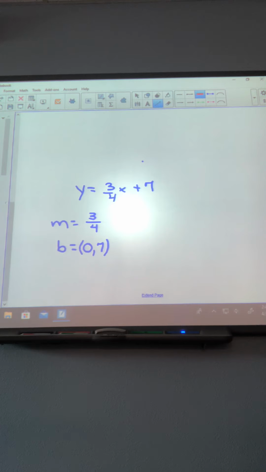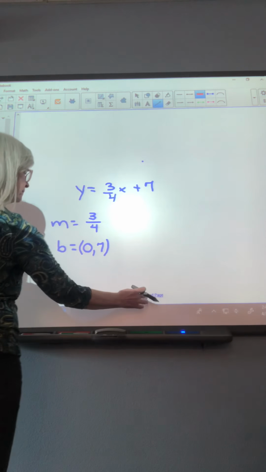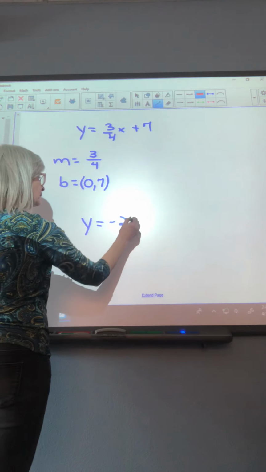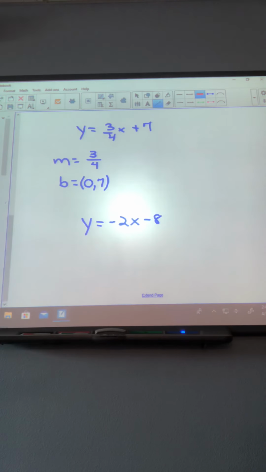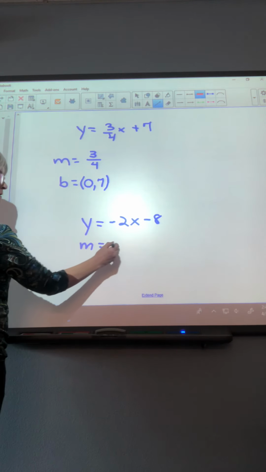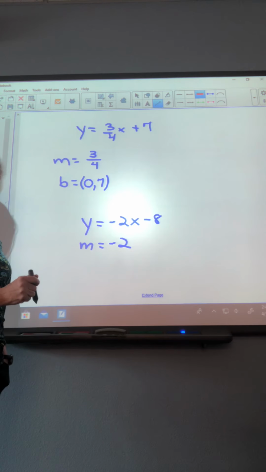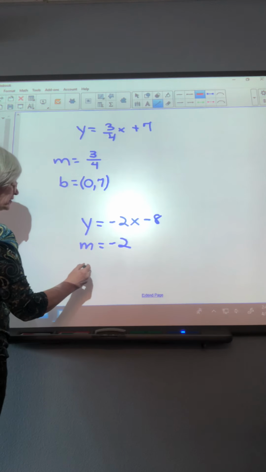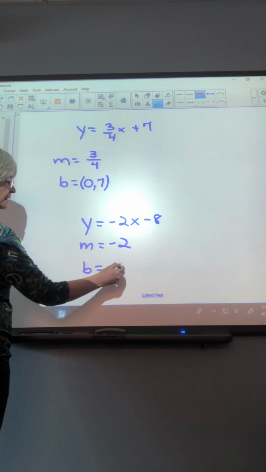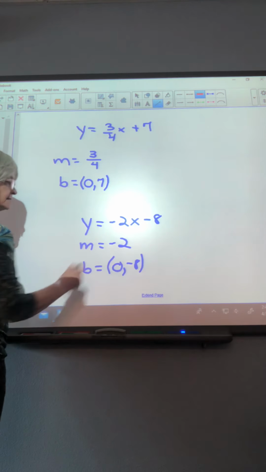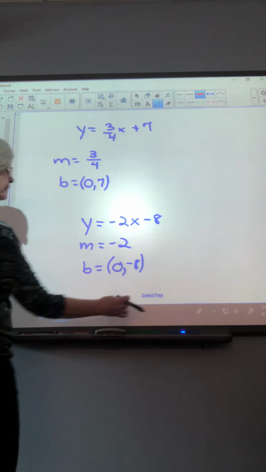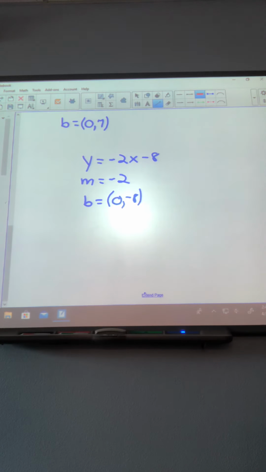Okay. Now look at your second example. We've got y is equal to negative 2x minus 8. Okay, so for this one, the slope is, I think I heard someone say, negative 2. And the y-intercept, 0, negative 8.